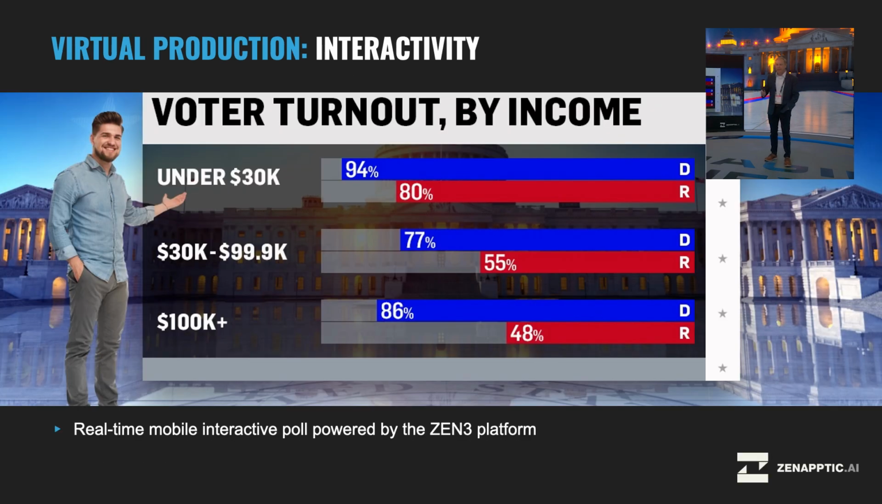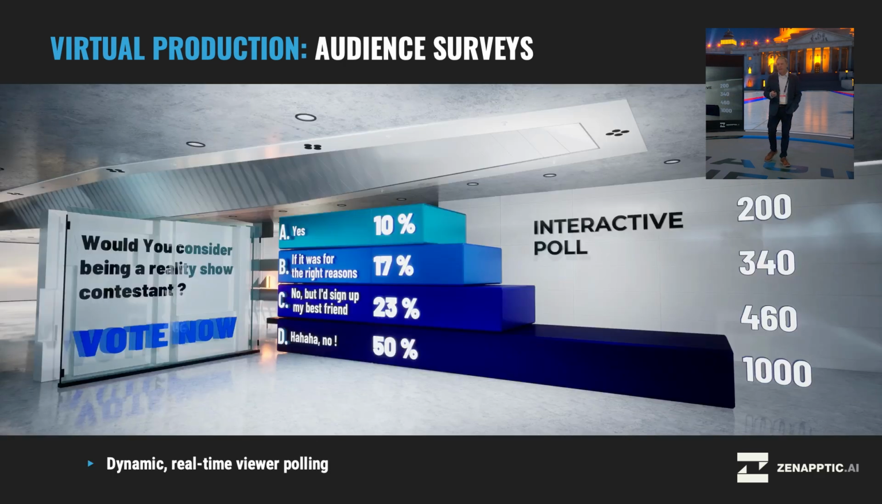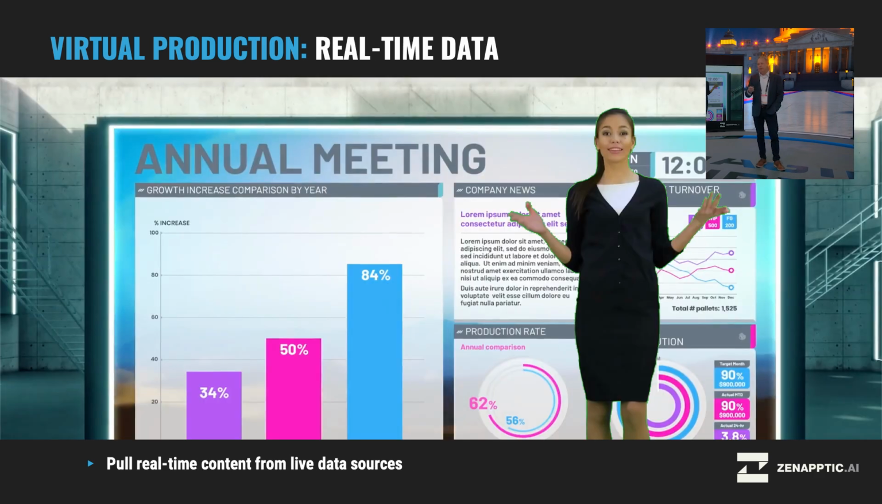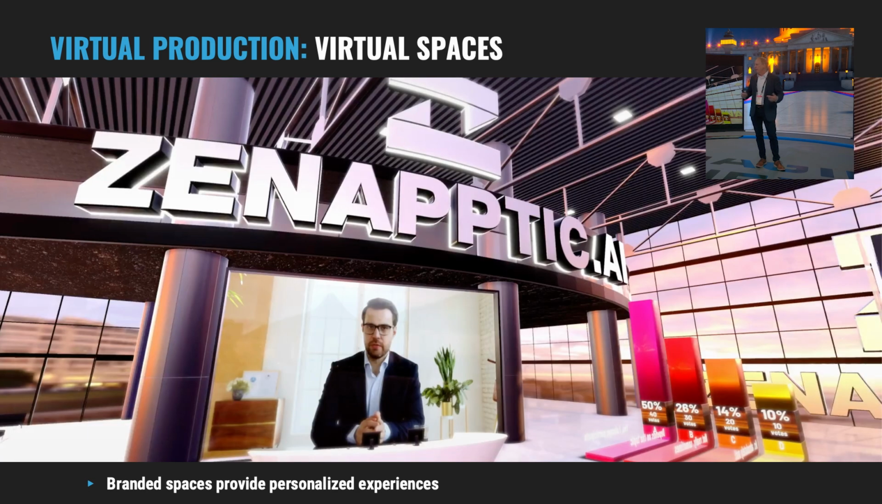So interactivity, voting, interactive surveys, letting people interact with the content on the screen while they're watching the live broadcast. That's that two-way connection that virtual production lets us have with the audience. Voting on your phone, bringing in real-time data, bringing in live announcers, talking about that real-time data. It's still about creating that community in these virtual spaces. So virtual spaces can be anything. Branded environments that you invite people in to share the experience with you.